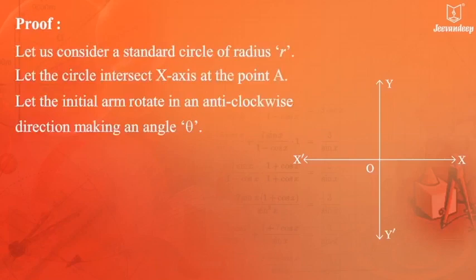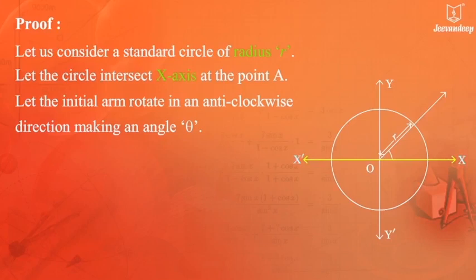Proof. Let us consider a standard circle of radius r. Let the circle intersect the x-axis at the point A. Let the initial arm rotate in an anti-clockwise direction, making an angle theta.